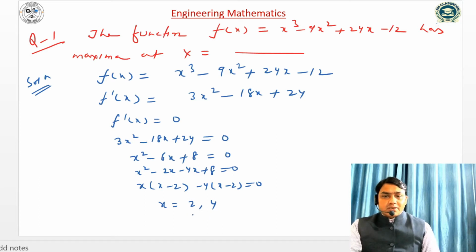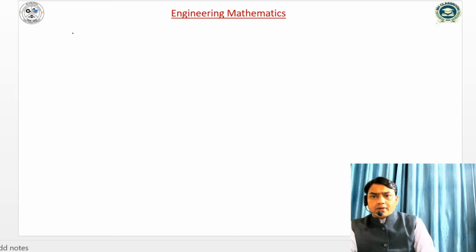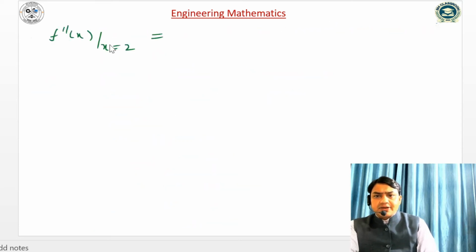So we have to check what is the double derivative, that is f double dash x, which is equal to 6x minus 18. We have to check whether this f double dash x at x is equal to 2 and 4 is greater than 0 or less than 0. So we can check f double dash x at x is equal to 2. It will be 6x minus 18, so 6 into 2 minus 18. So it will be minus 6, so less than 0.